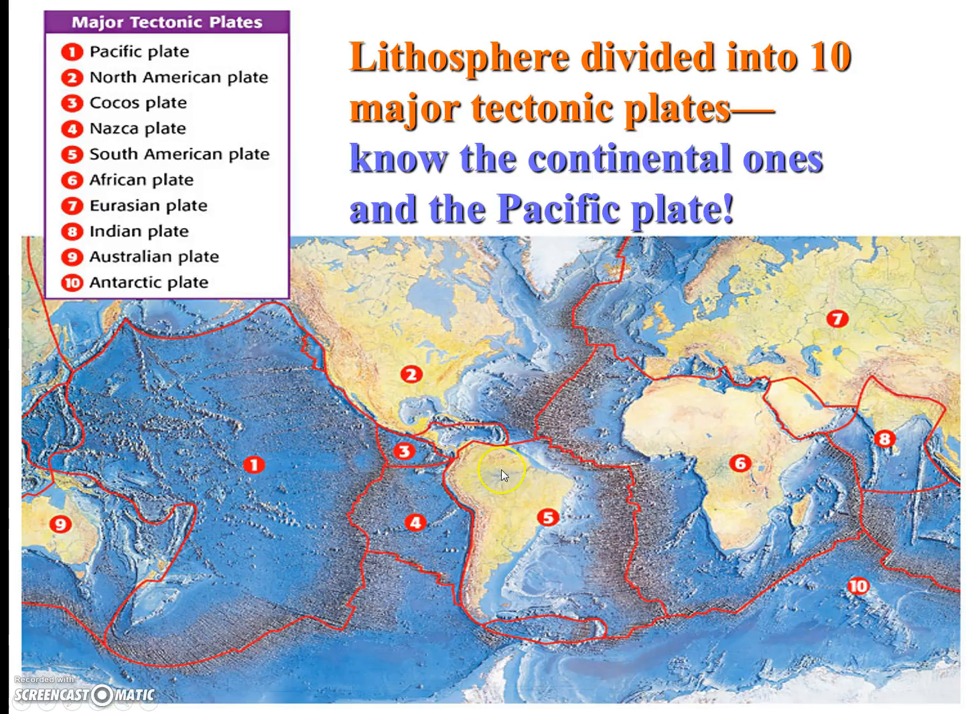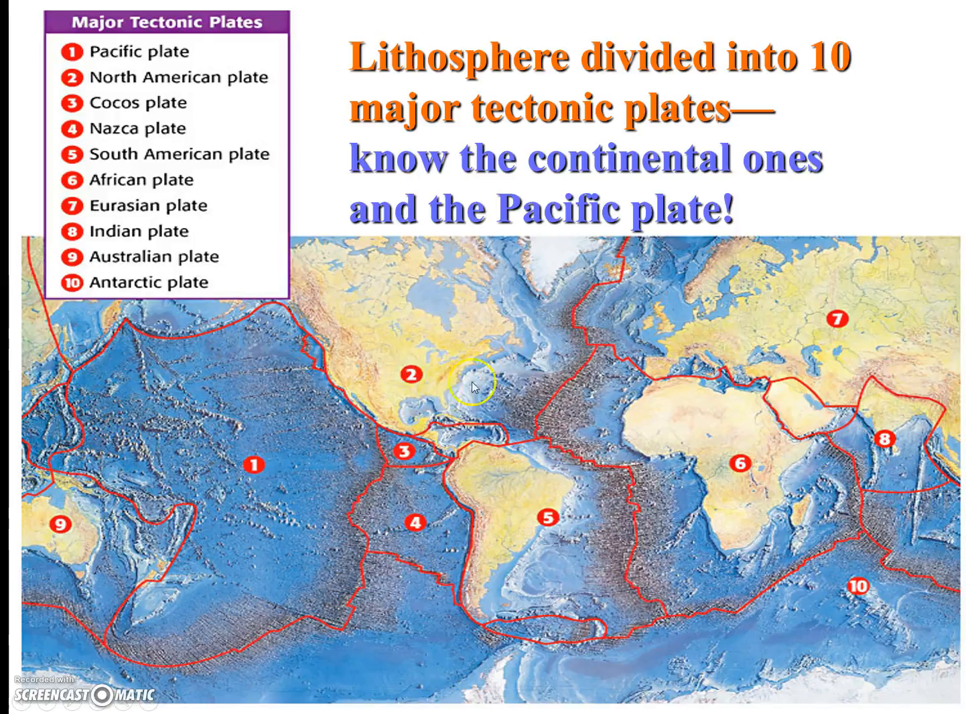And here are the plates that we have on the Earth. So it's divided into 10 major tectonic plates. And you need to know the continental ones and the Pacific plate. So the Pacific plate is number 1. That is this one right here. And think about what might be around here. If you see all of these kind of landforms in here, this is called the Ring of Fire, if you haven't heard of that before.